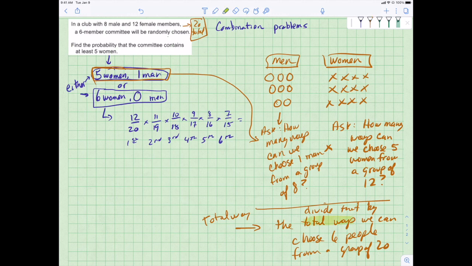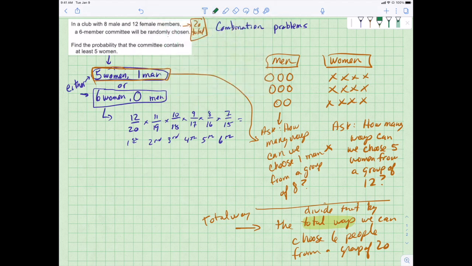It's going to be the total ways that we can choose 6 people from a group of 20, regardless of how many men or women. And then we're going to say, well, of those number of ways, how many of them contained 1 man and 5 women? And then that's our formula. Then we're done. All we have to do is do the calculation and divide. And then we can solve, maybe we'll even do 1 or 2 more problems like this.